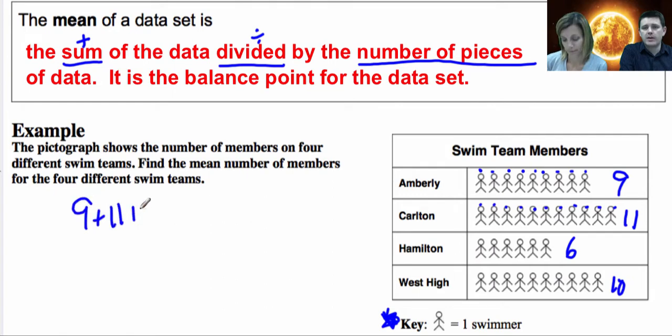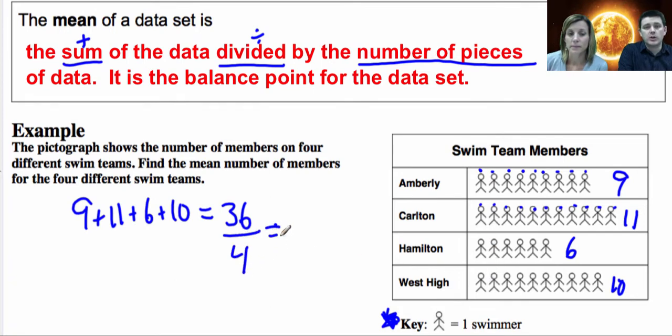9 plus 11 plus 6 plus 10. And you are allowed to use a calculator with this one. So we should get what, 36? Hit equals. You get 36 for the sum. Now you have to divide by the number of pieces of data. So you have 1, 2, 3, 4 pieces of data. So we're going to divide by 4.